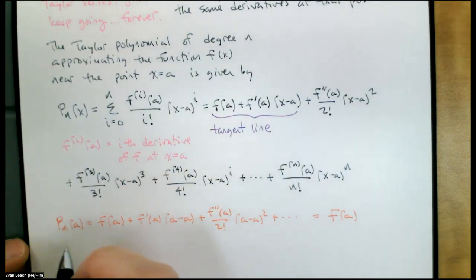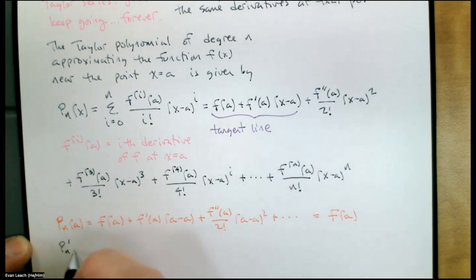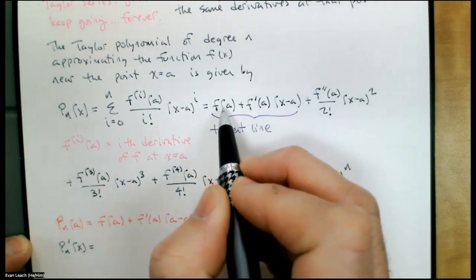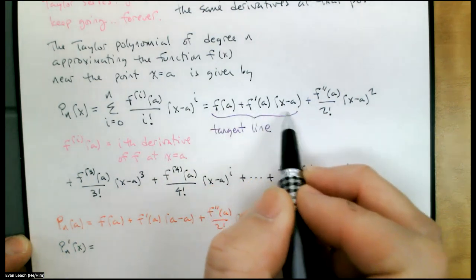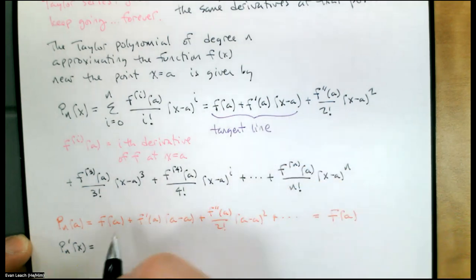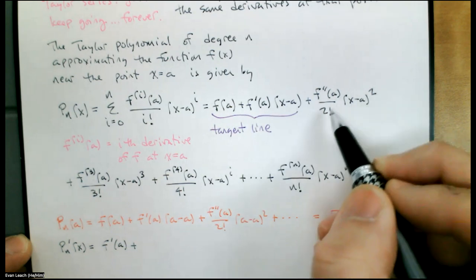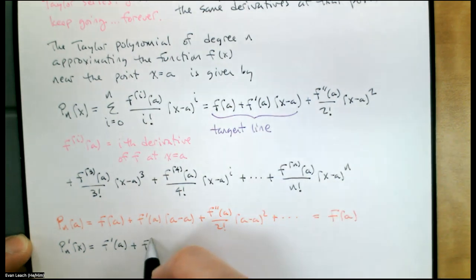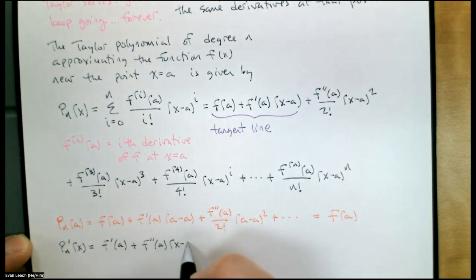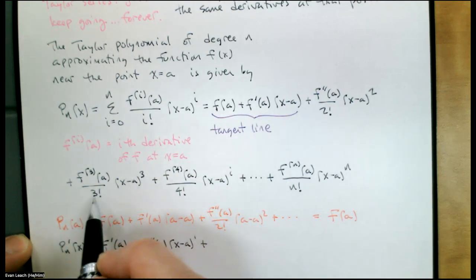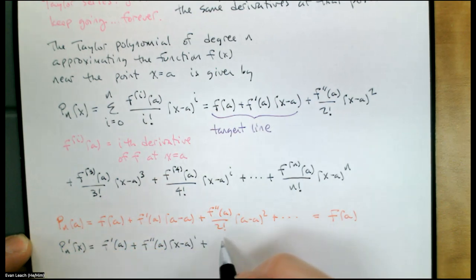If we find the derivative, P_n prime, the constant term drops out, and we have the derivative of f prime of a times x minus a, that's going to leave behind f prime at a. That's our new constant term. In the x minus a squared term, the 2 cancels out the 2 factorial and gives us f double prime at a times x minus a to the first. The cubic term, the 3 cancels out the 3 factorial and leaves 2 factorial. So then I have the third derivative at a over 2 factorial, because the 3 cancels.